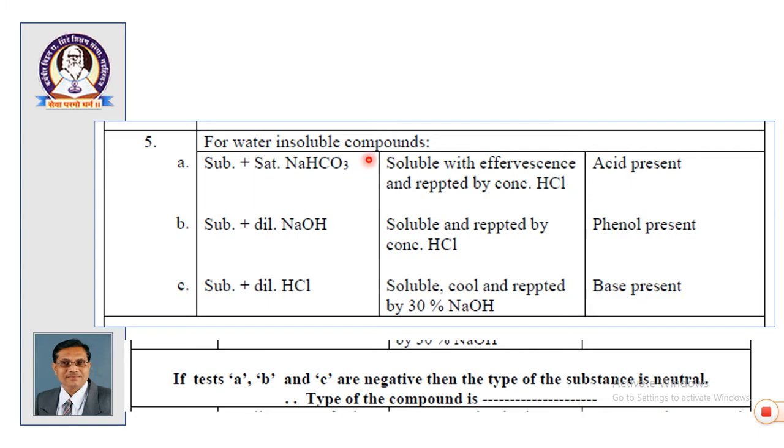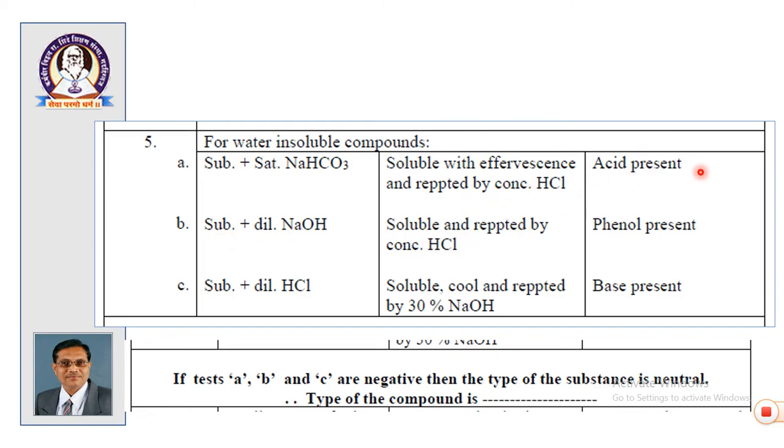This is actually chemical process in which salt formation is there. Substance plus saturated sodium bicarbonate, if it is soluble with effervescence, first part is soluble, during the process effervescence is observed, and after complete dissolution if you add HCl and if you get again the same solid compound, then acid is present. See carefully, substance plus saturated sodium bicarbonate, it is soluble giving effervescence, and after solubility if you add HCl, then again solid reappears, then and then acid is present.